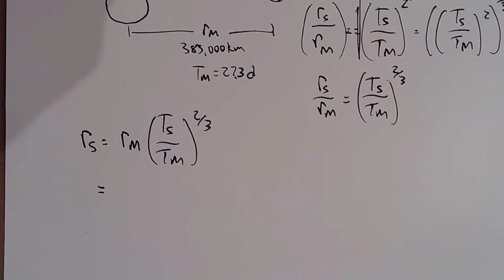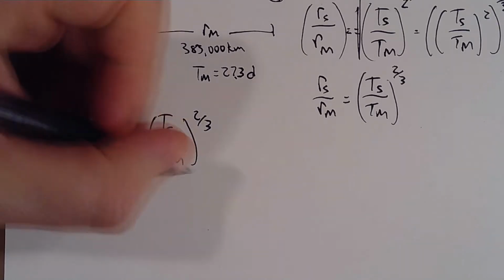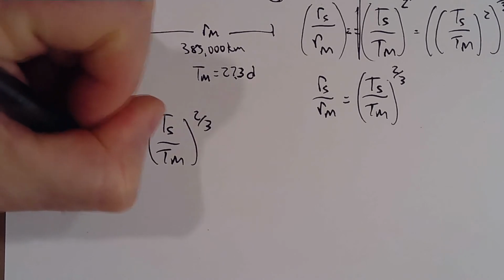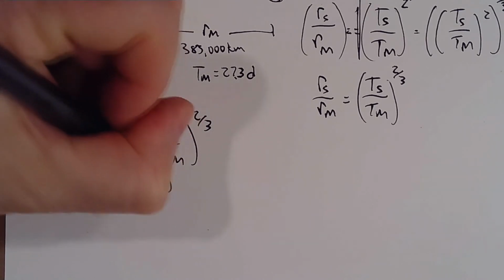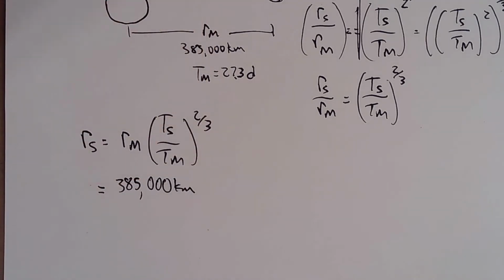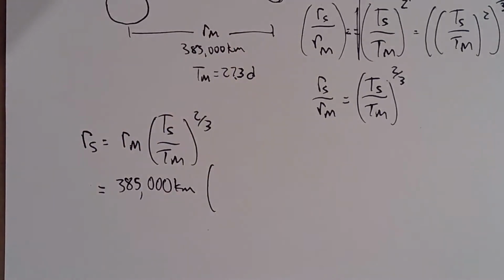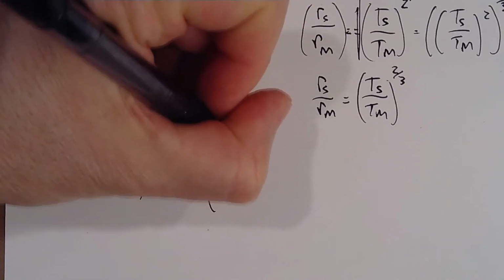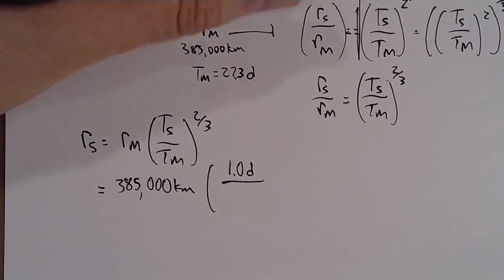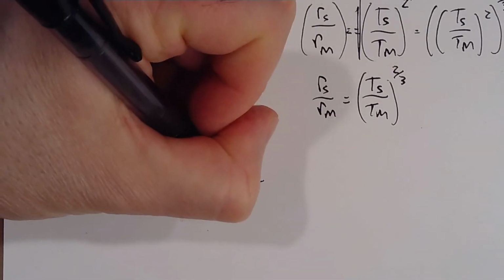The orbital radius of the moon is given in kilometers, so that's what our answer is going to end up in. That's fine with me. Doesn't matter what our units are. And I don't need to do anything to that. That's just kilometers. Now this quantity here is going to be the orbital period of the satellite. That is, if you remember, we're just going to write that as 1 day. And this is 27.3 days.